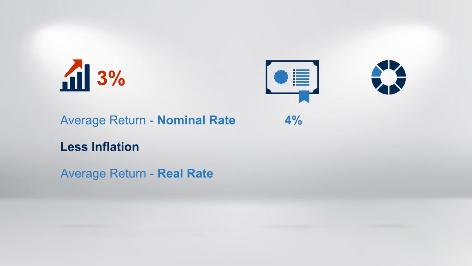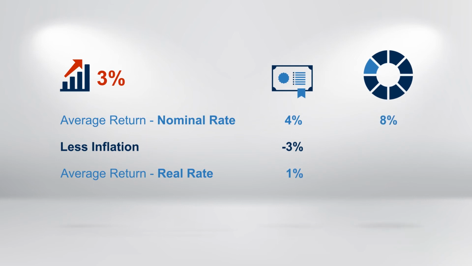The government bond pays investors 4% nominal. That sounds good for a risk-free investment, but with inflation running at 3%, the real return is only 1%. The share gives, on average, a nominal rate of return of 8%. Again, inflation takes 3% of this, which leaves a real rate of return of just 5%.